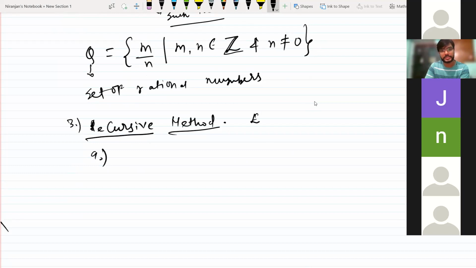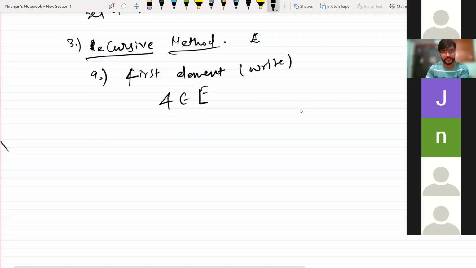So let's say I have a set E, and I specify the first element. So write the first element. Let's say I have a first element which belongs to E. So I specified it here. This is the example part. This is the algorithm part.